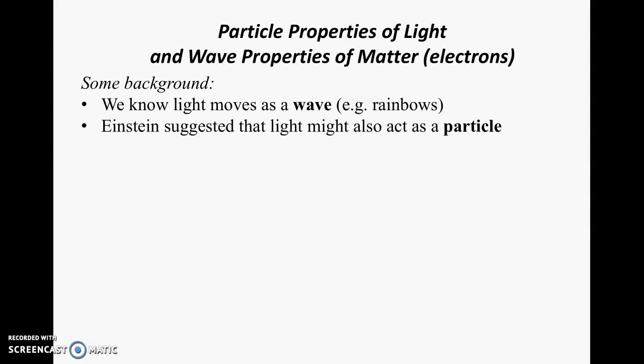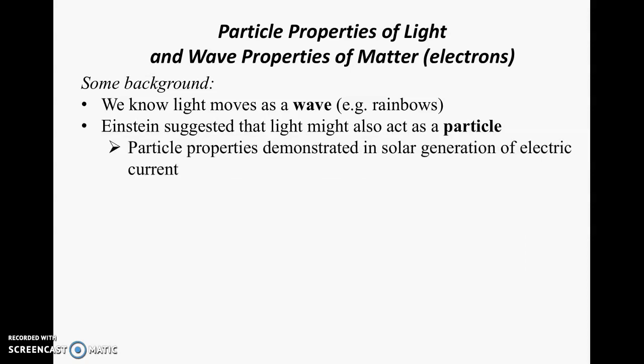And then Einstein in the early 1900s said, well, light can actually act as a particle as well as a wave. And this has been demonstrated to us by things like solar calculators. Sunlight hits that solar panel, it knocks electrons off of the semiconductor in that solar panel, and that stream of electrons is an electric current. So therefore we know that light can act as both particles and wave.